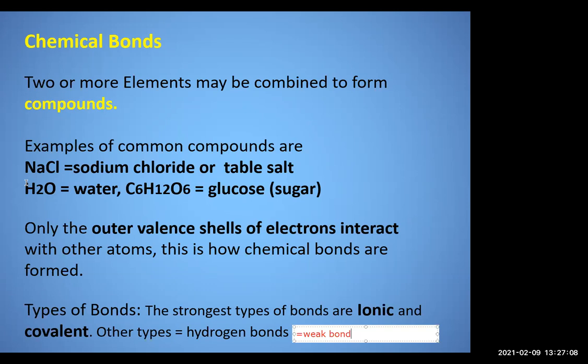happen. Let's see. So these are just some examples of compounds. Sodium chloride, we've already talked about. Water is, of course, two hydrogens and an oxygen. And glucose, C6H12O6, is also a compound that we'll be talking about a lot in this class. So let's look at how the bonds are formed.